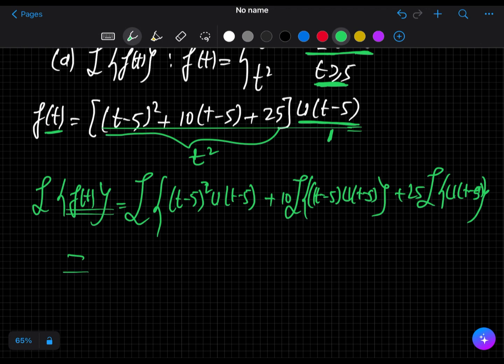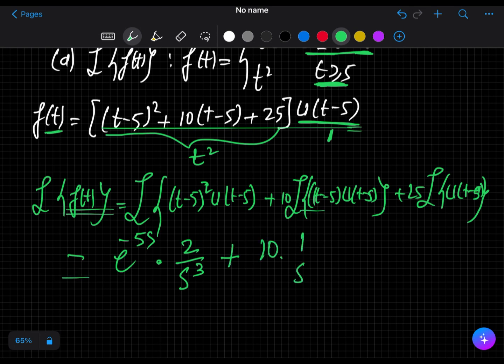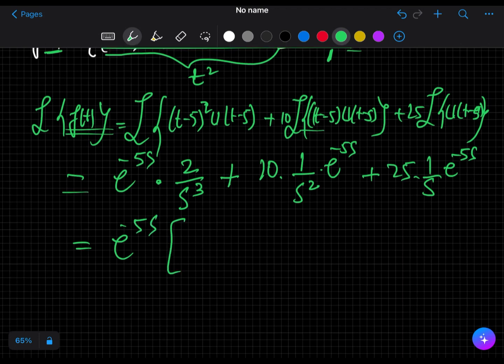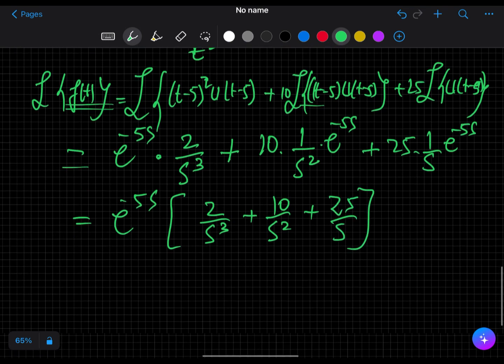Okay, so having this, I can then directly write this. So I have e to the minus 5s times the Laplace transform of t squared, so I have 2 over s to the power 3, right, plus 10 times 1 over s squared times e to the minus 5s, plus 25 times 1 over s e to the minus 5s. So I can put the e to the minus 5s in brackets: 2 over s to the power 3 plus 10 over s squared plus 25 over s. So that is the Laplace transform of that function.